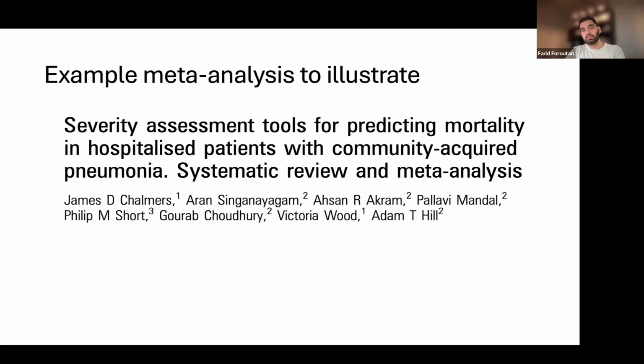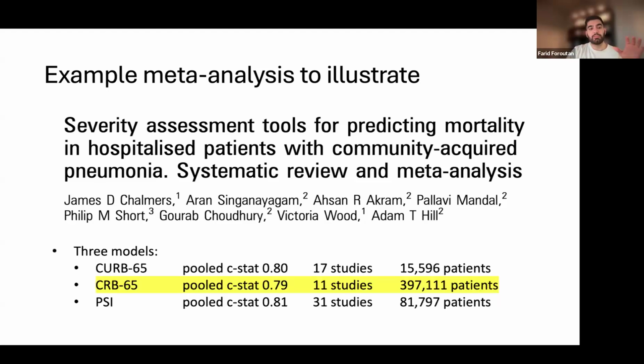Chalmers and colleagues conducted a systematic review and meta-analysis, and they found three models. There was the CURB65, CRB65, and Pneumonia Severity Index. And you can see that from their systematic review, they had done a meta-analysis for each of these models separately, with a different number of individual studies contributing to each meta-analysis, and a different number of patients.